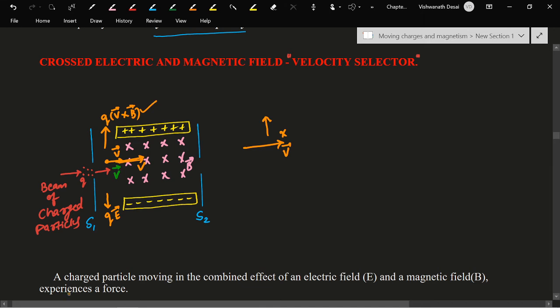And what about the electric force? When a charged particle comes here, it experiences an electric force. That electric force will be downward. Why? Because this positive charge is coming. Whenever this positive charge comes here, it will be repelled by the positive plate and attracted by the negative plate. As a result, it experiences a downward force.